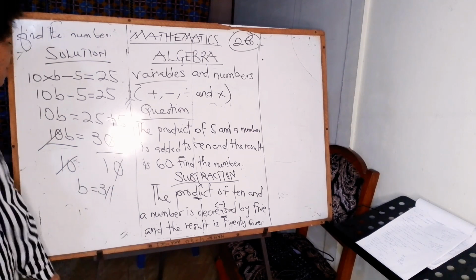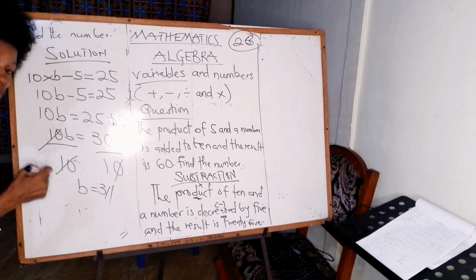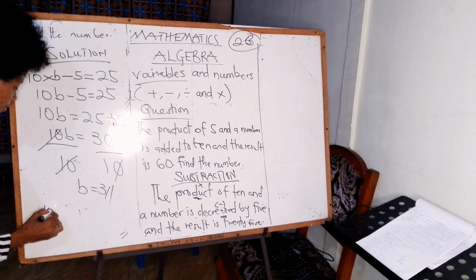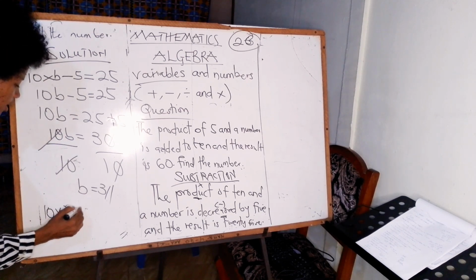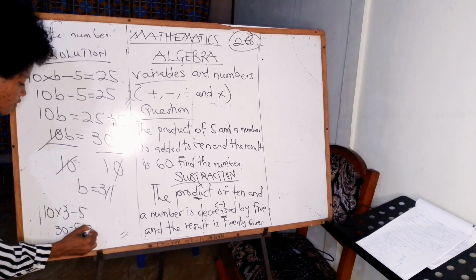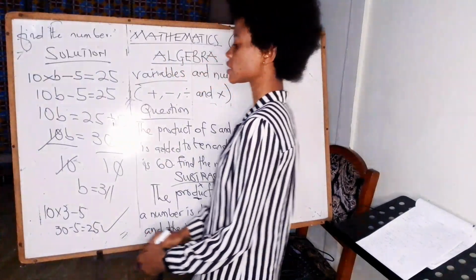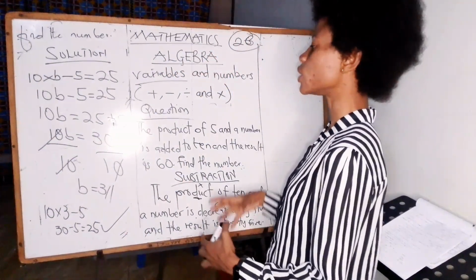Let's prove if we are correct. 10b minus 5 is equal to 25. So now we know b is what? 3. So 10 times 3 minus 5. 10 times 3 is what? 30. 30 minus 5 is 25. We are correct. And so this is part 1 of algebraic equation.